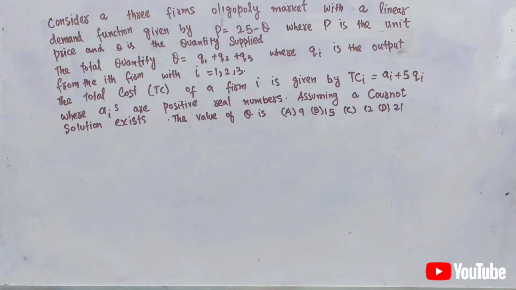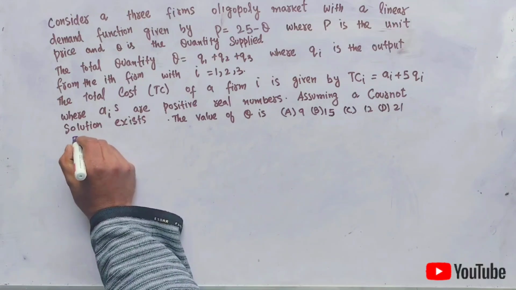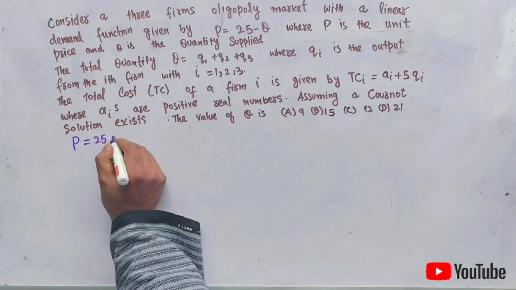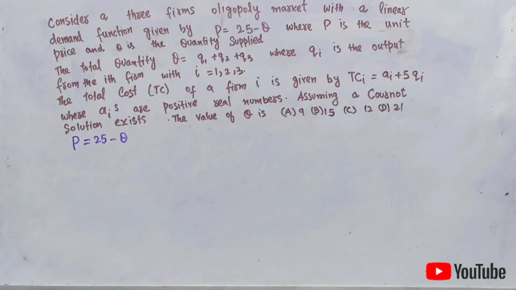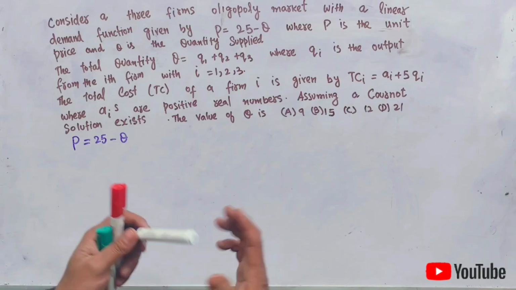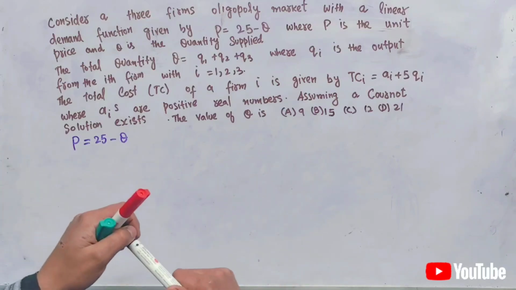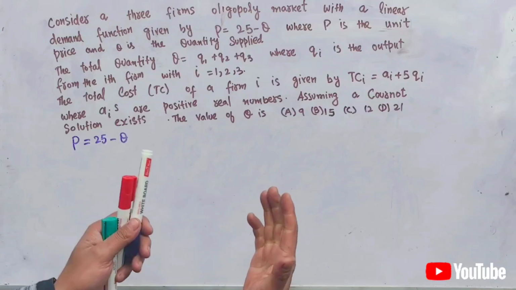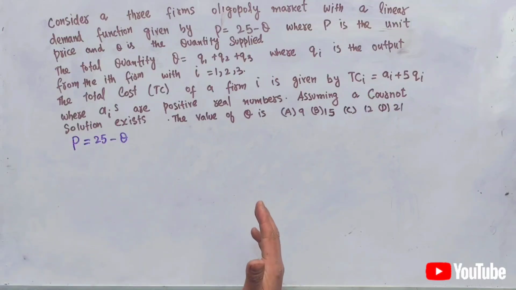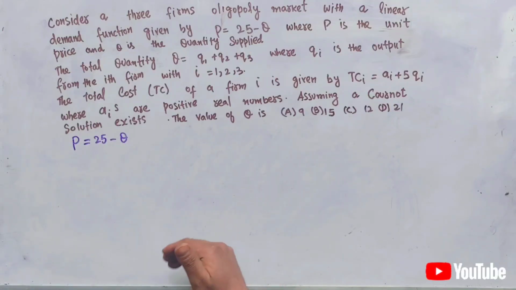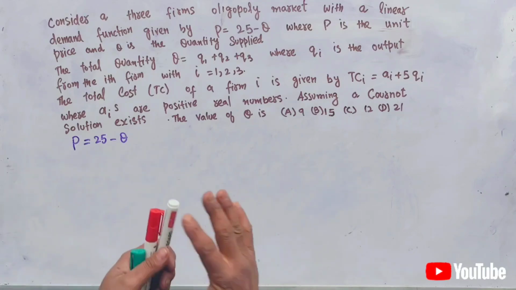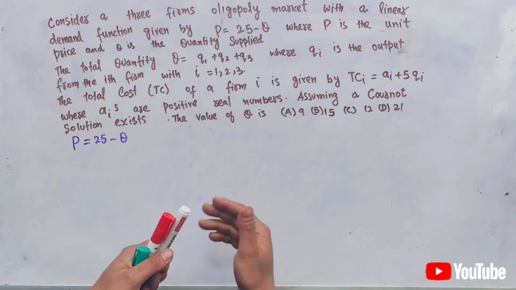Okay, so this is a Cournot model and we are being given the market demand function, that is P is equal to 25 minus Q. How do we solve the Cournot model? In the Cournot model, firms compete in terms of quantities. Equilibrium occurs where the reaction curves of the firms intersect with each other.